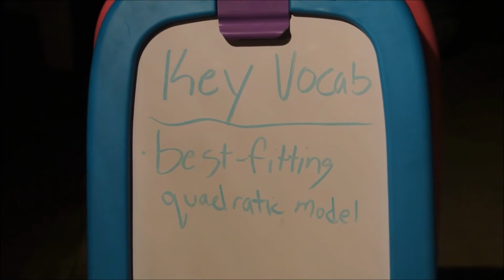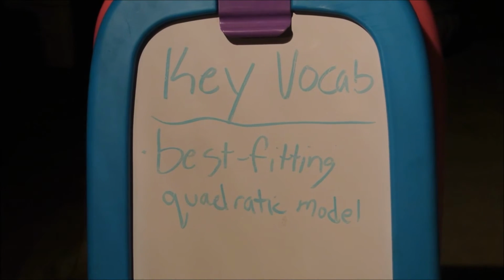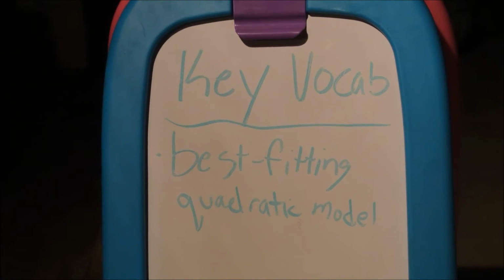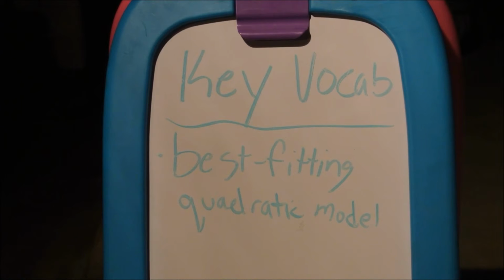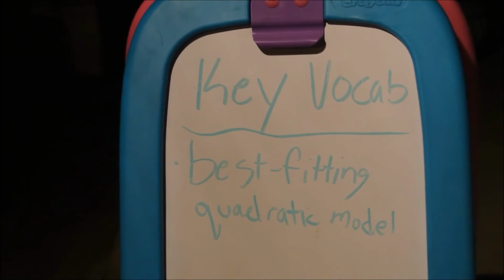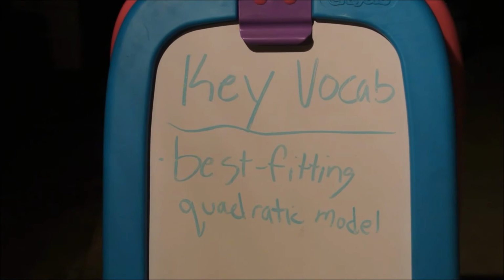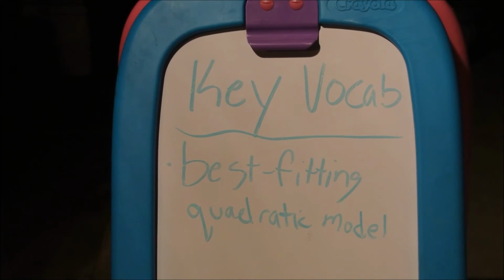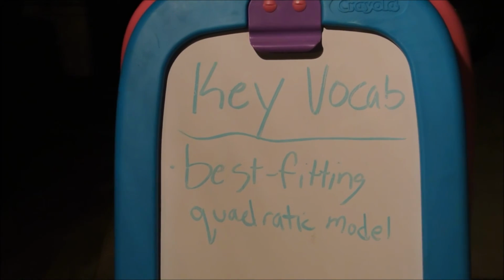Number 1. Best fitting quadratic model. Use a graphing calculator to perform linear regression on a data set in order to find a linear model for the data. A graphing calculator can also be used to perform a quadratic regression. The model given by a quadratic regression is called the best fitting quadratic.